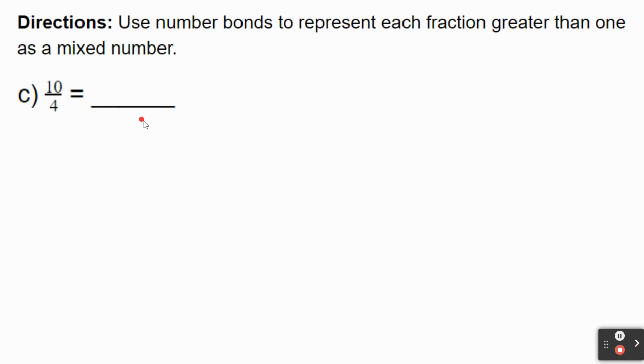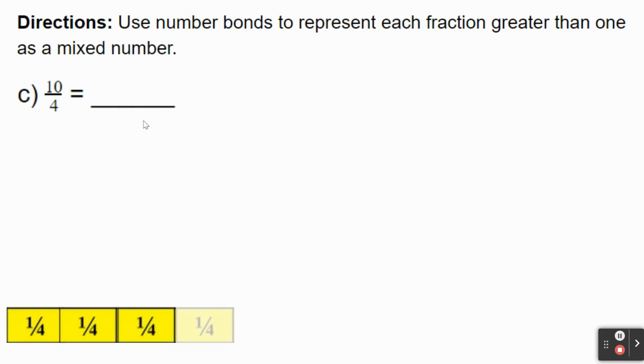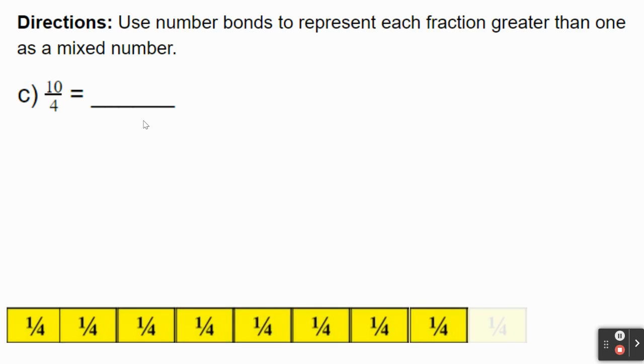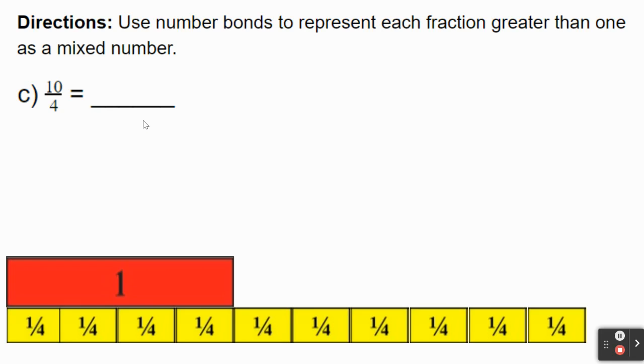Now let's try C. Here we have 10/4. That means we're going to use 10 1/4 size pieces. So we have 1, 2, 3, 4, 5, 6, 7, 8, 9, 10. Well, if we're comparing this to 1 whole, we can put a 1 whole up here. Wow, 4/4 makes up 1 whole, but we still have 6/4 left over.